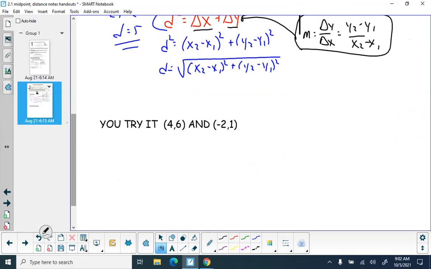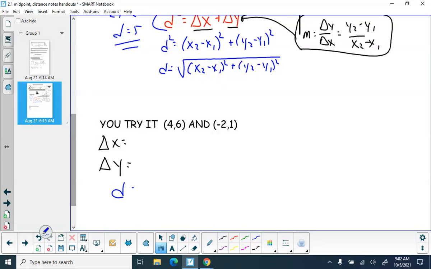Okay, we have 2 points here. What I want you to find, what is your delta x? What is your delta y? What's your distance between your two x values? What's your distance between your two y values? And then calculate your d.